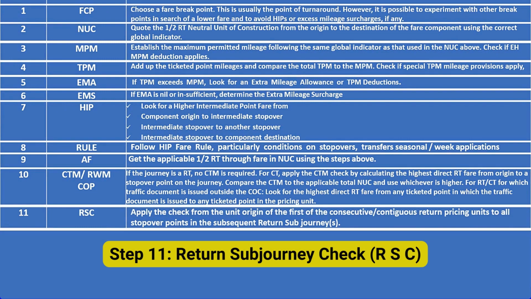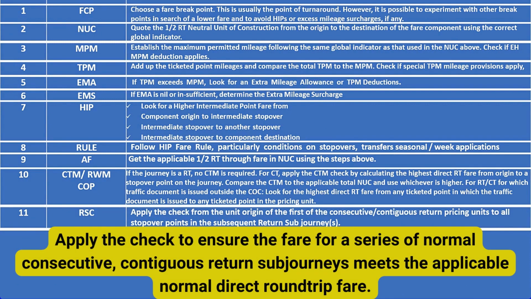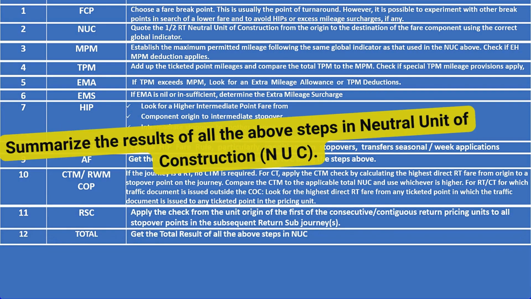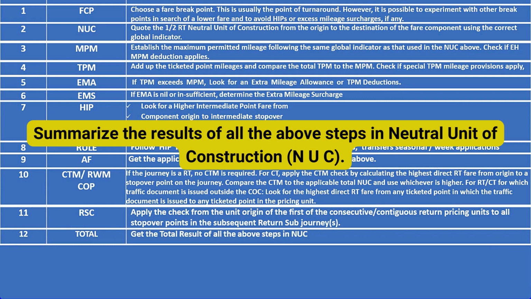Step 11. Return Subjourney Check, RSC. Apply the check to ensure the fare for a series of normal consecutive, contiguous return subjourneys meets the applicable normal direct round-trip fare. Step 12. Total. Summarize the results of all the above steps in neutral unit of construction, NUC.